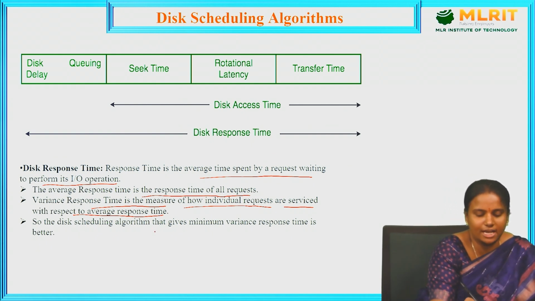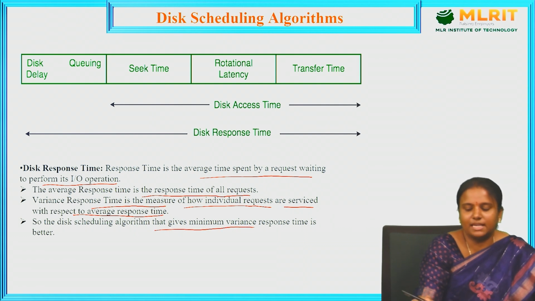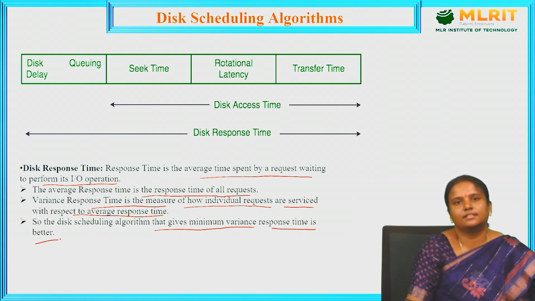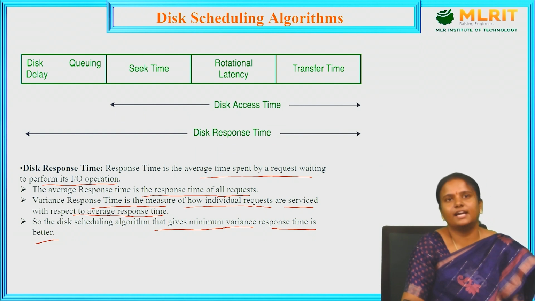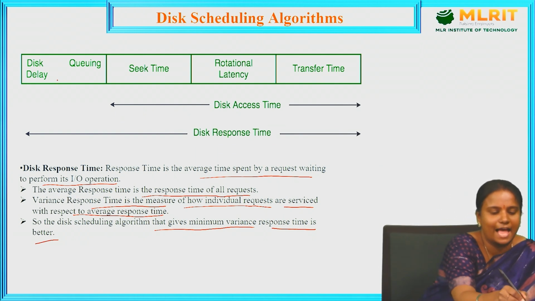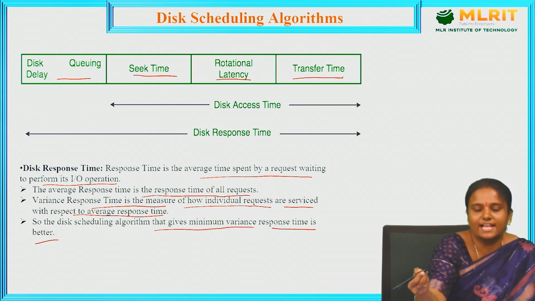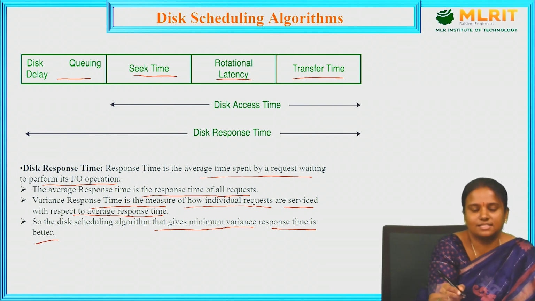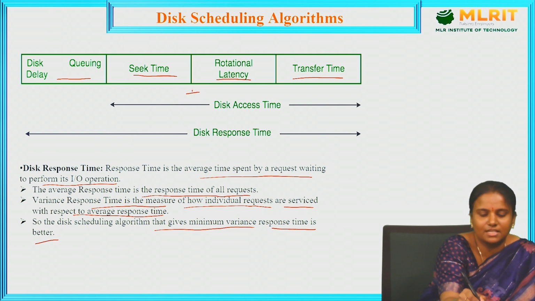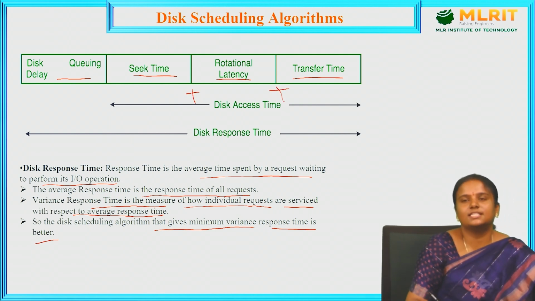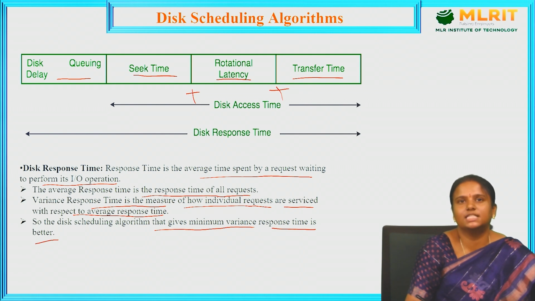So the disk scheduling algorithm that gives minimum variance response time is better. The disk which gives the minimum response time is better than the others. So here we are covering disk seek time, rotational latency and transfer time. So what is disk access time? Disk access time is nothing but seek time plus rotational latency plus transfer time. So this is how we calculate disk access time.